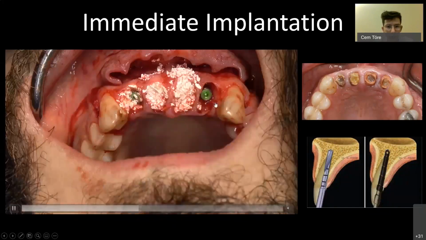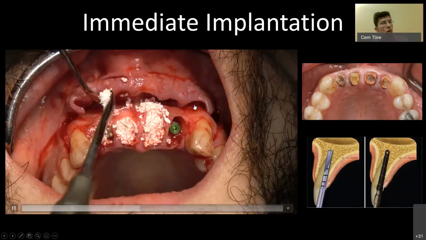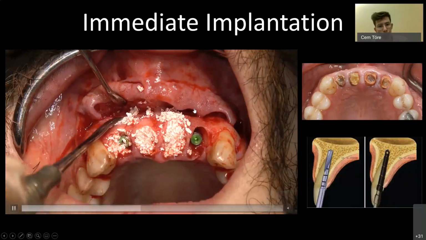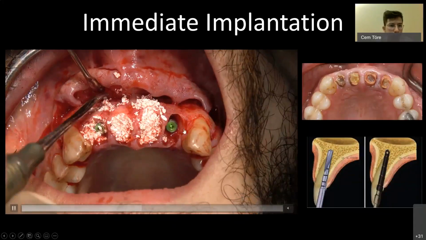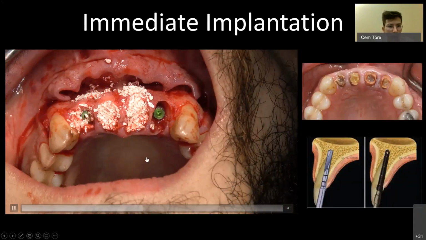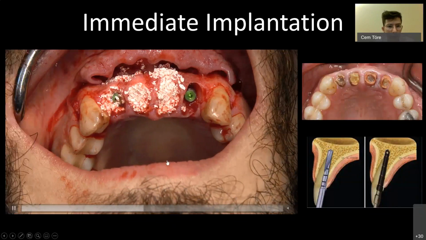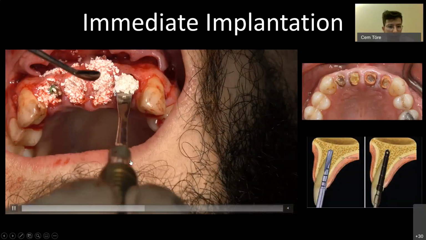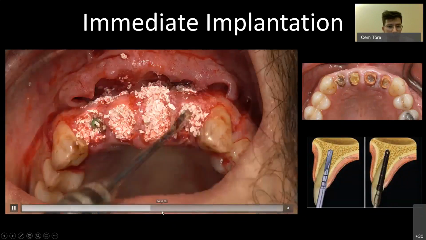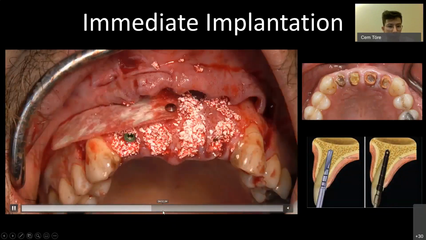We leave the top parts of the implants 2 millimeters below the bone height. We cover it with some xenograft in the end, just to make sure, to be safe.